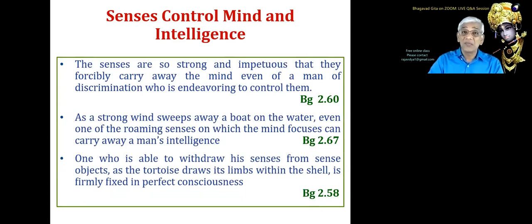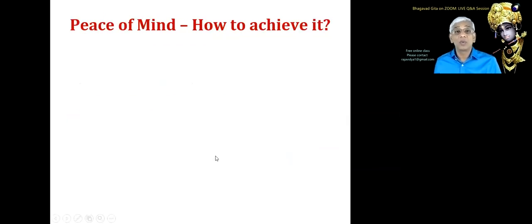So similarly, if we are able to withdraw our senses from the sense objects, that's what indriyani, indriya artha means. Indriyani means the senses, indriya artha means sense objects. So if we are able to withdraw our senses from the sense objects, like a tortoise is able to withdraw its limbs within its shell, then we will be able to gain intelligence. We'll be able to control our mind.